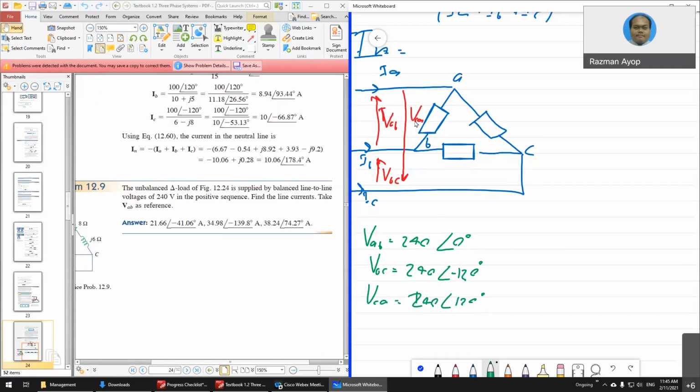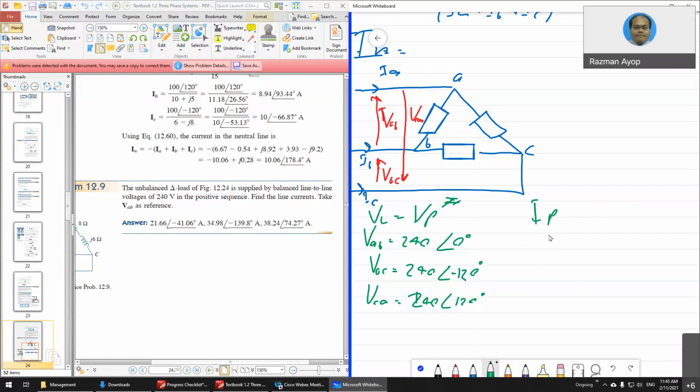Now you already have the phase line voltage. For delta, line voltage and phase voltage are the same. So this means V line is equal to V phase. Now you already have the phase voltage, so you can easily find the phase current.